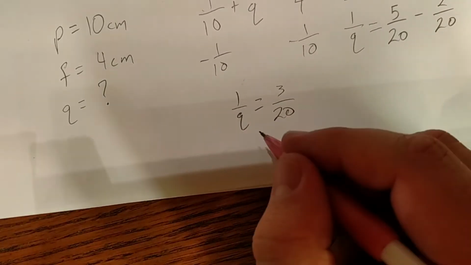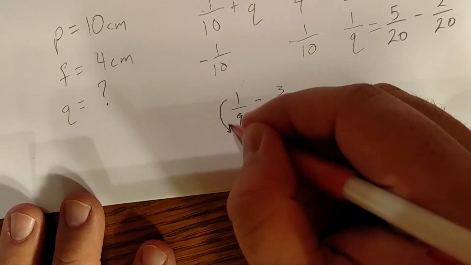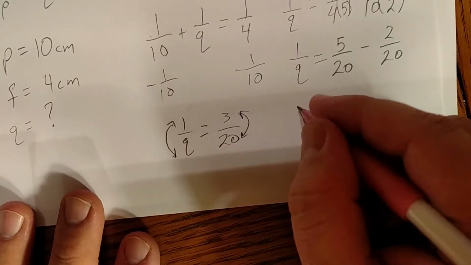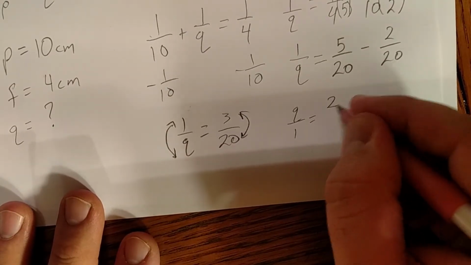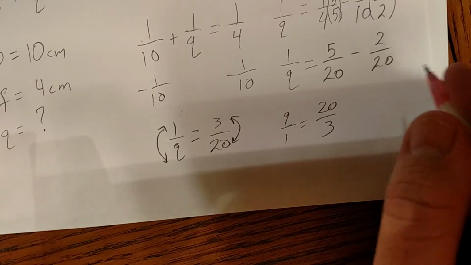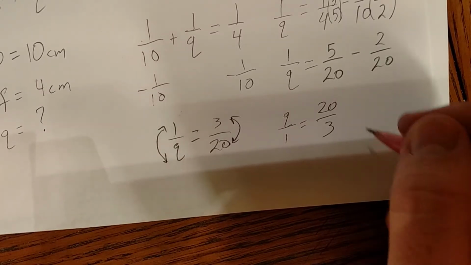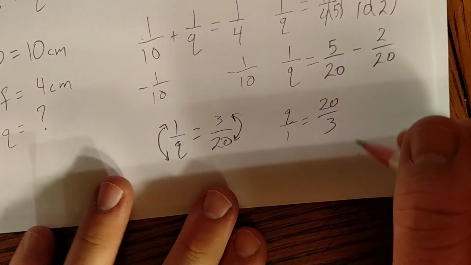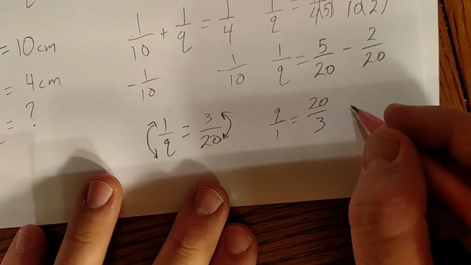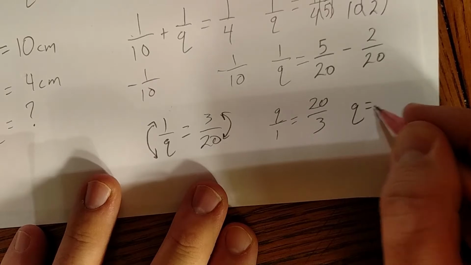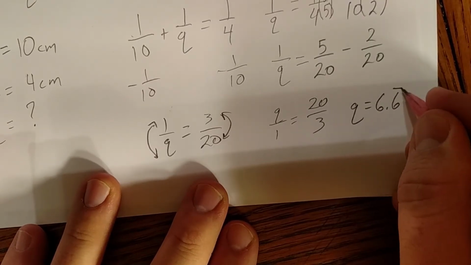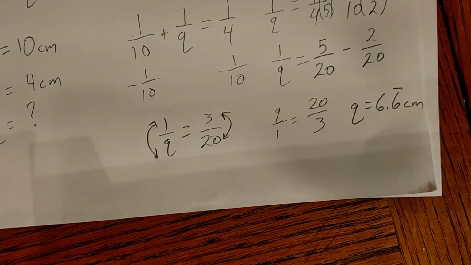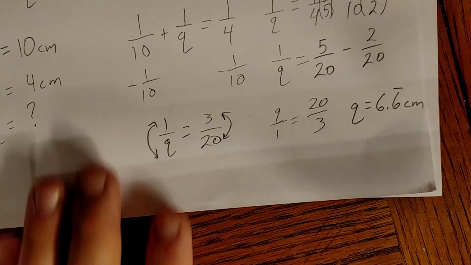Now to finish our problem, all we have to do is take the reciprocal of our number. So Q/1 = 20/3. Of course, another way of writing that would be, inside of your brains, you can do the calculation there, that this Q should equal 6.6 repeating centimeters.